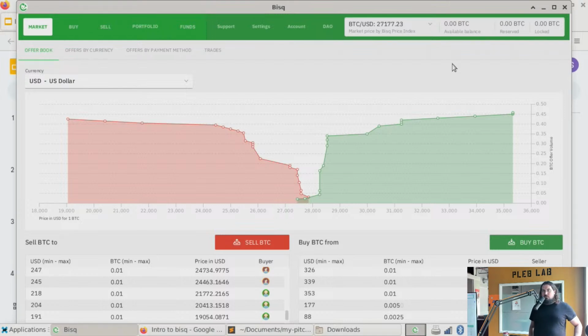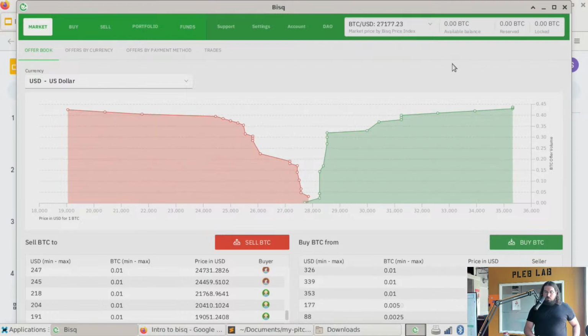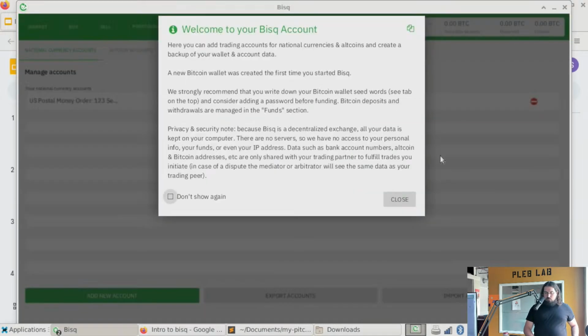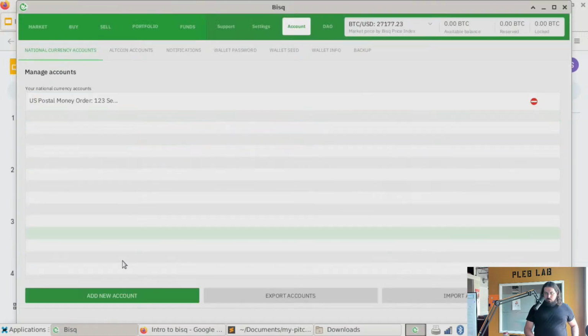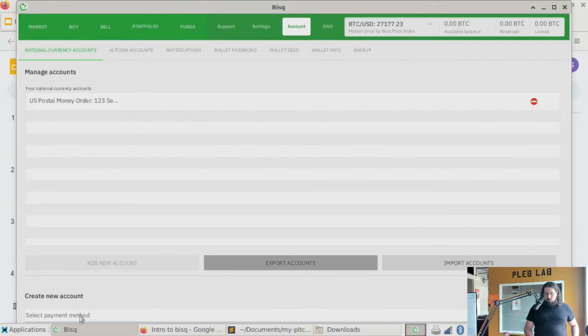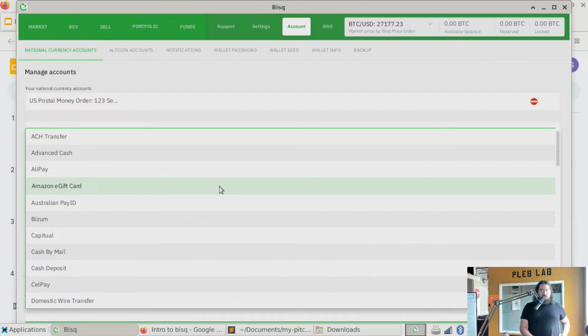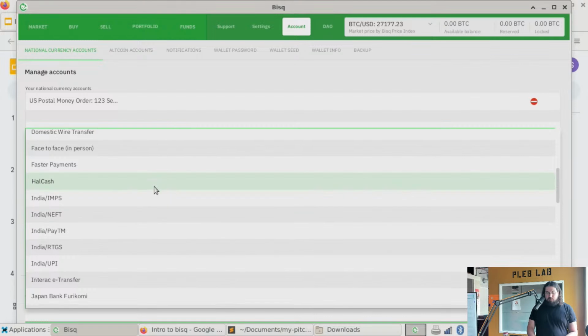Yeah, the question is, if we're going to go from 1 to 10 on completing a trade, how would you go about doing it completely privately without leaving any trace? The question is, what's the most private payment method you can use? And I think face-to-face is probably the one.